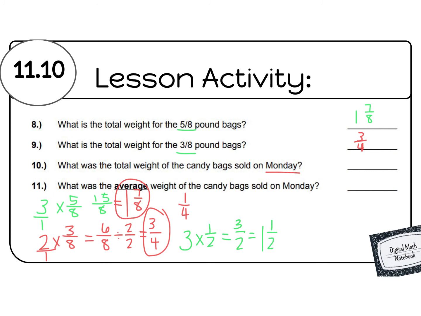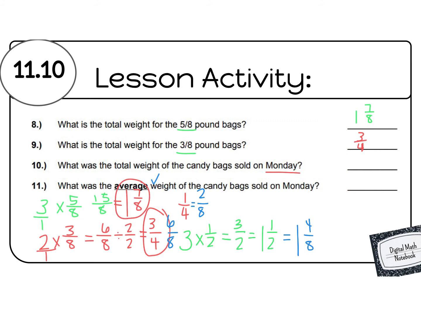So we need to add all of these numbers together. In order to do that, we need to have some common denominators. So let's make everything into eighths. This one's already eighths. 3/4 to make into an 8 is times 2, so that's 6/8. 1/4 into eighths is 2/8. And 1 and 1/2 would be 1 and 4/8.